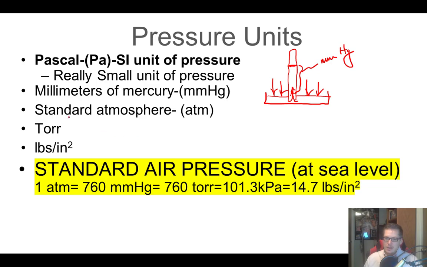Then the next one here is standard atmospheres. We use this one a lot because it's based off of the atmosphere of the Earth. 1 atmosphere is about the pressure at sea level. Chemists use this unit a lot because this is the standard, or we work in laboratories that have pressure very much like the Earth's, and so therefore we use 1 atmosphere.